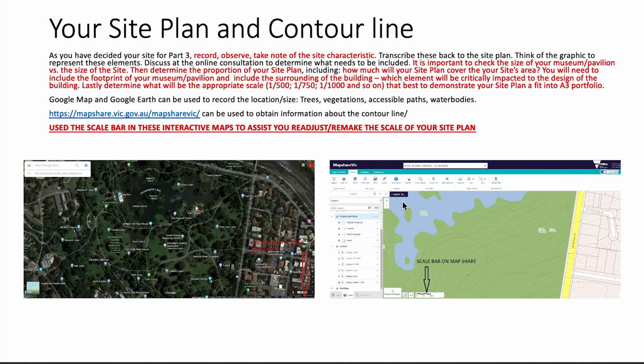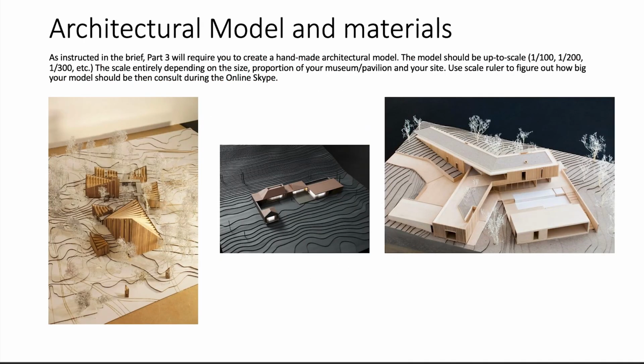Now it comes to the models. With the models, you are required to make handmade architectural models, and the models also have to be up to scale. The scale of the models depends entirely on how large you want to make it, but it has to fit a scale of 1 to 100, 1 to 200, or 1 to 300 if it's fairly large. If not, it's going to be 1 to 100 and 1 to 150, or 1 to 150 if you have a small to medium scale. Okay, so the scale again depends entirely on your design and also the size of your museum and pavilion space.